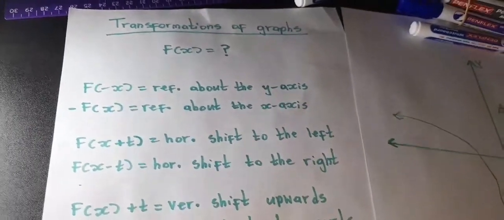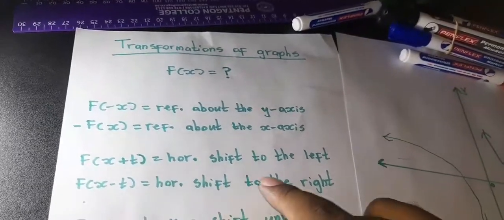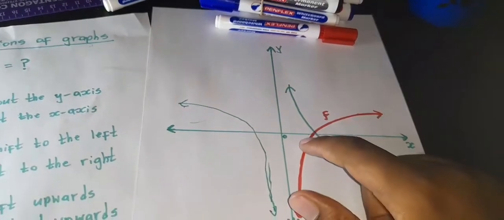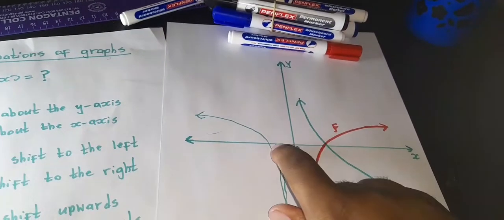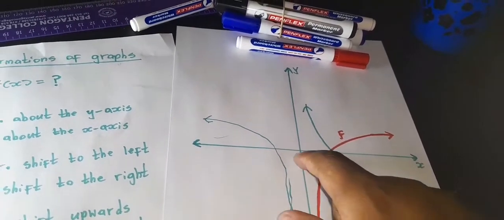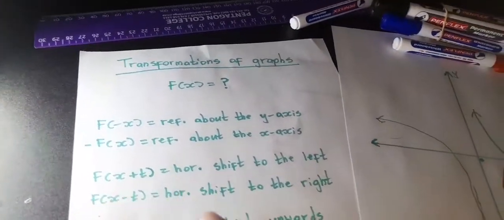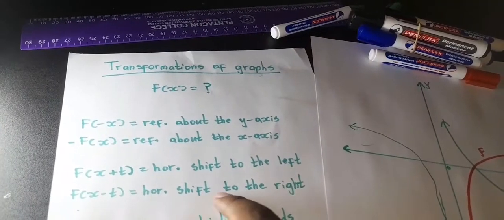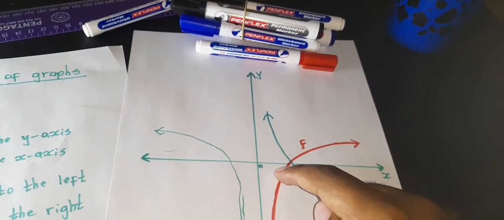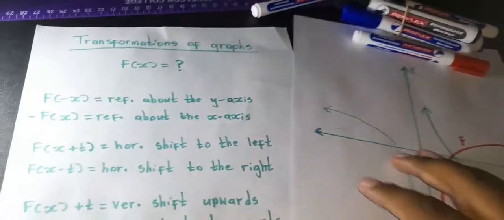So what does this one here, f of x plus t, mean? It is a horizontal shift to the left. When you have f of x plus t, that means you are shifting this graph t units to the left. So if t is 7, you will shift this graph 7 units to the left. And this here, f of x minus t, means we are shifting this graph horizontally to the right. So if we have negative 9, we are shifting this graph 9 units to the right. So negative means to the right and positive means to the left.